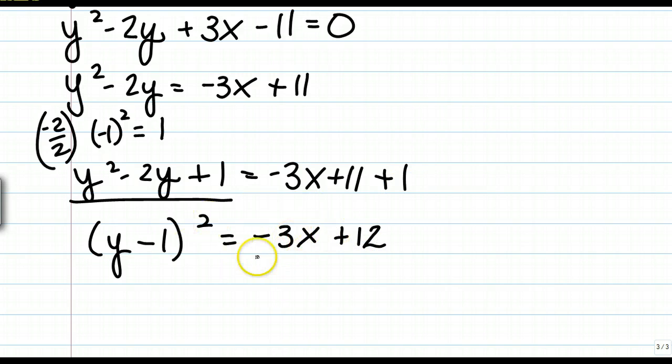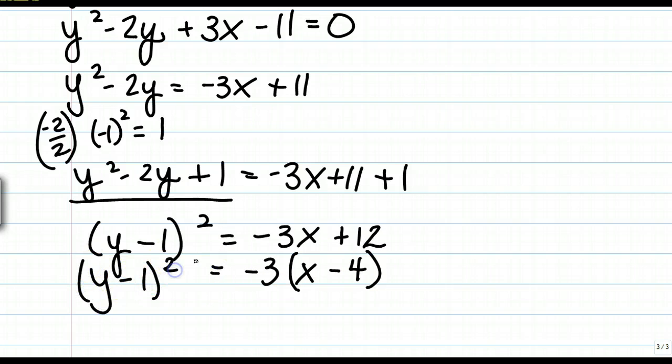We know that we have to have an a, so I have to take out a negative 3. Make sure if it's negative, you take out the negative. Whatever that number is, you're pulling it to the outside. Negative 3 times x is negative 3x. Negative 3 times negative 4 is positive 12.